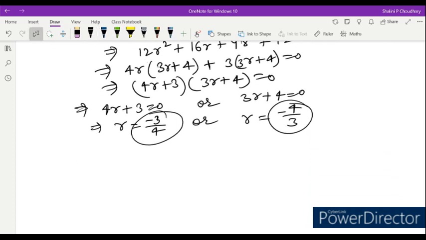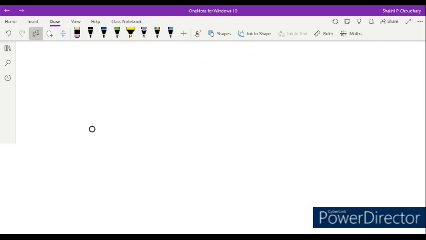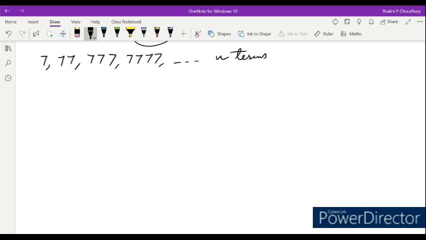Okay, now we'll move to the next question. We have to find the sum of the sequence. A sequence is given: 7, 77, 777, 7777, up to n terms. So what we can do: we have to find the sum. Sn will be equal to 7 plus 77 plus 777 plus so on up to n terms.